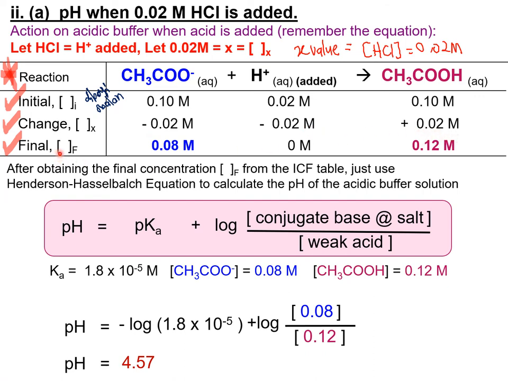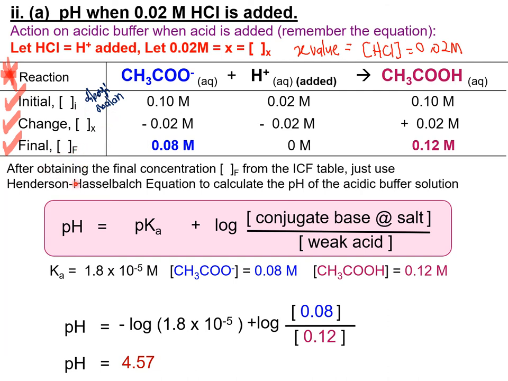And final concentration ialah di mana you campurkan initial dengan change punya concentration, where you will get the final concentration untuk CH3COO minus ialah 0.08 molar. Concentration of H plus added will be 0 molar and concentration of CH3COOH will be 0.12 molar. Okay, kenapa Miss letak M kat tepi ni semua?